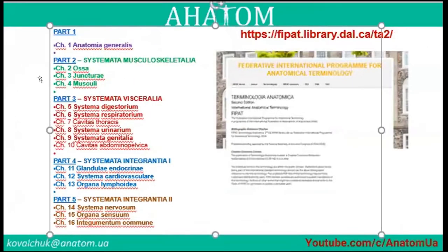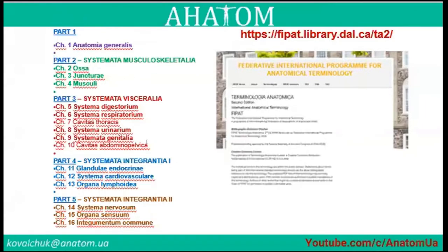But now, the new classification of human anatomy: it's three main parts, with five main parts. First of all, it's general anatomy. Today we speak about the locomotor apparatus or musculoskeletal system. It's bone, joint, and muscle.